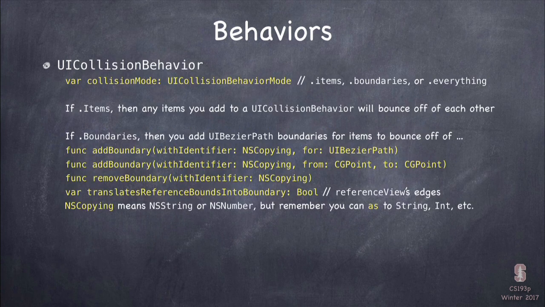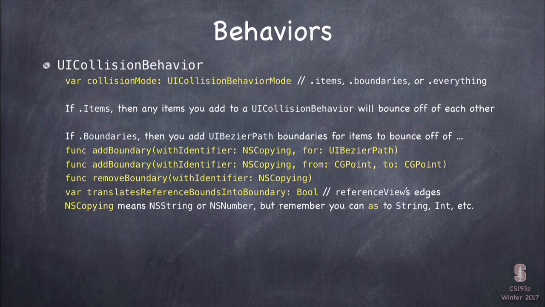All right, collision behavior. So collision behavior is exactly what you think. You can set up collisions. The collisions can either be between all the items that are being affected by the behavior, and/or any number of boundaries. And these boundaries are just UIBezierPaths. So you can register these UIBezierPaths with the collision behavior, and all the items that are affected by the behavior will bounce off of those boundaries. Okay, and they can be round, they can be curved, they can be any path that you want.